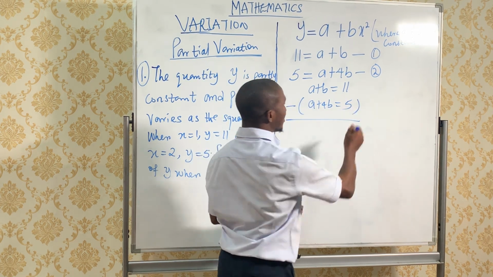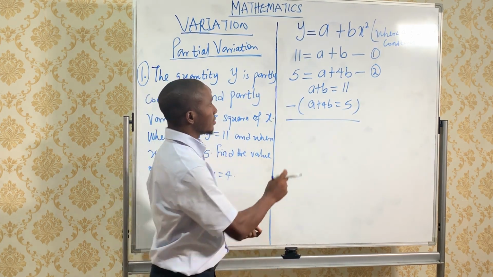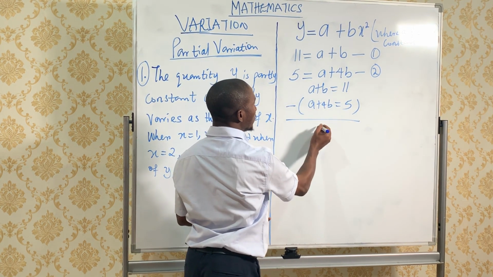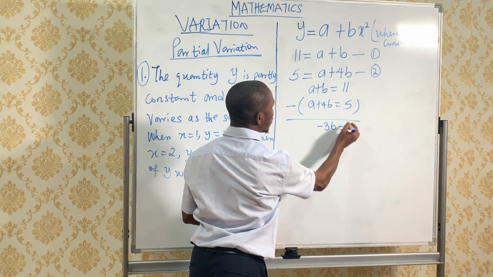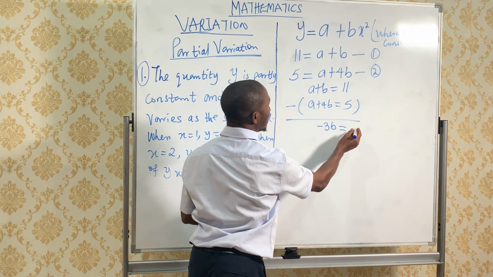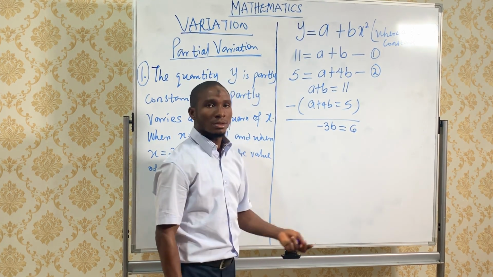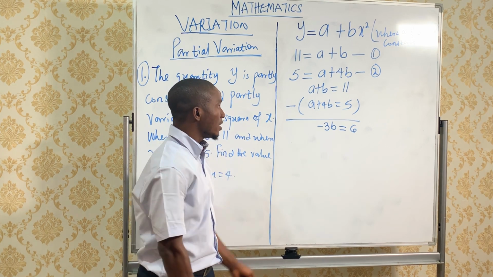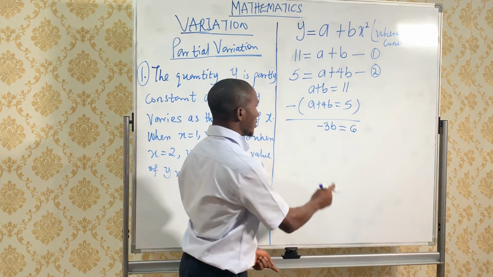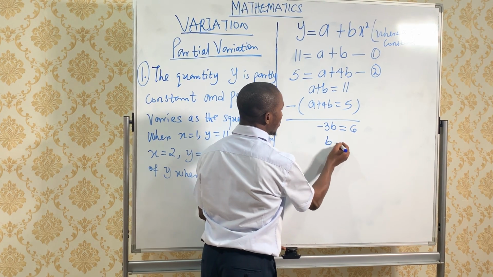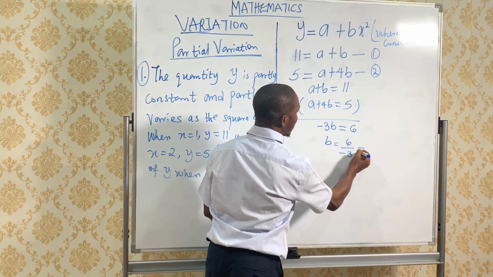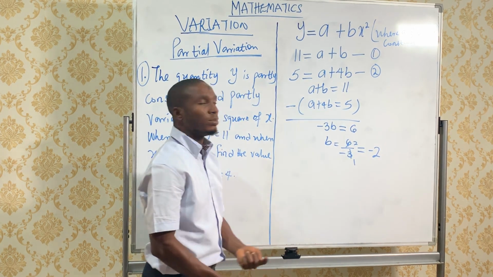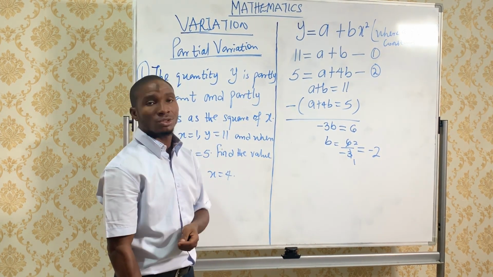So we are using the elimination method. Let's subtract equation 2 from equation 1. a minus a will be eliminated. b minus 4b will give us minus 3b equals 11 minus 5, which gives us 6. Now, minus 3b is equal to 6, so we can find our b, the first constant here. Divide both sides by minus 3 to get b. So b becomes 6 over minus 3, that will give us minus 2. We have b to be minus 2.